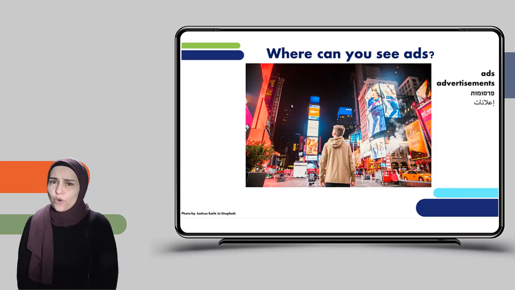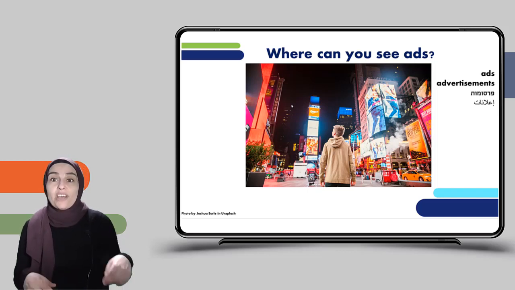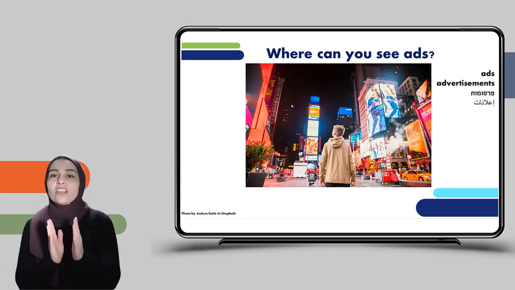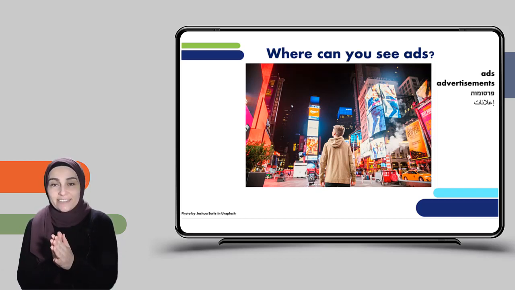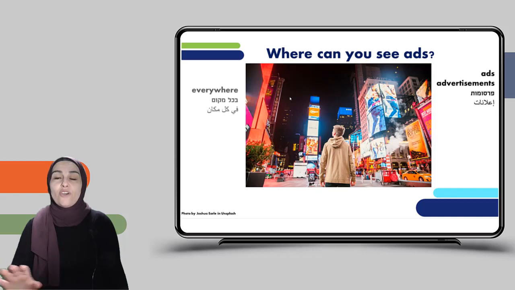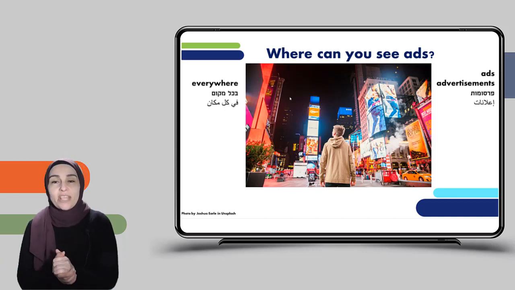Have you seen the word ads before? I'm sure you did, because whenever you go to different sites, you see a lot of ads, right? Ads are everywhere. Everywhere you go, there are ads. Can you think of places where you can find ads?